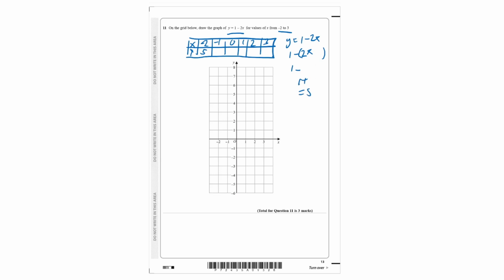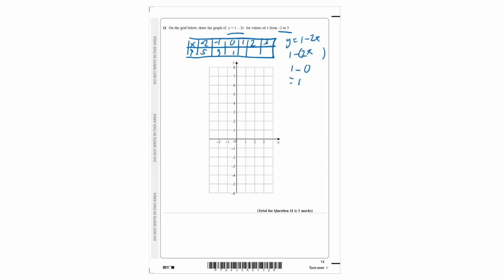Moving on, we have -1. So we just have here 2 times -1 is -2. 1 minus -2 is 1 plus 2, so we get 3. And we do the same thing for the next value, which is 0. 2 times 0 is 0. 1 minus 0 is just 1. So we have here 1.